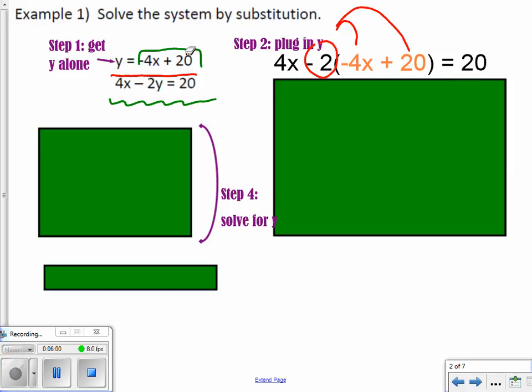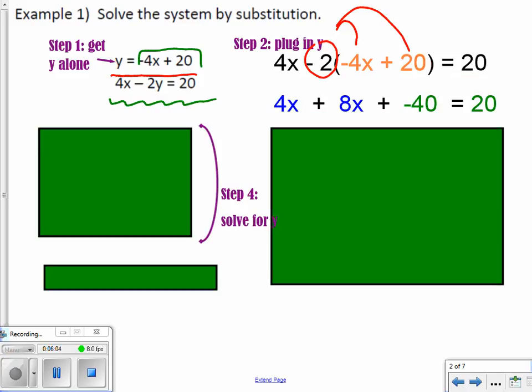When we do that, we simplify our equation to say, and I'm going to put all of the x terms in blue, all of the constant terms in green, and all of the y terms in red from here on out. This 4x remains as 4x. Negative 2 times negative 4x becomes positive 8x. Again, this negative 2 times the positive 20 became a negative 40. 20 on the other side remained as 20. So that's where we got this new equation from.